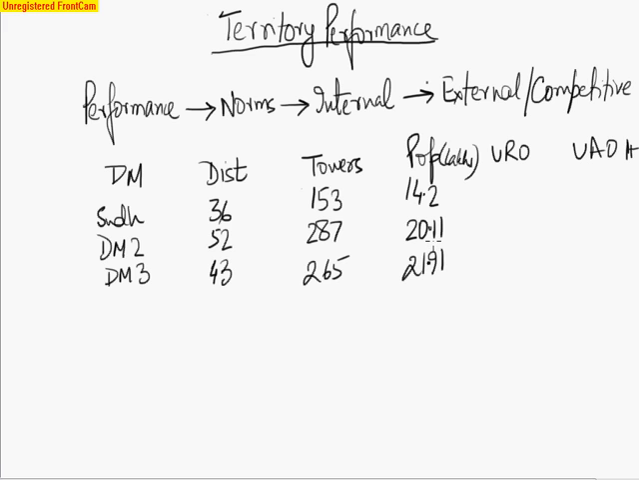Number of URO outlets 2355. This person has 3713, and here we have got 4023, and the UAO is 1207, 2266 and 2900.